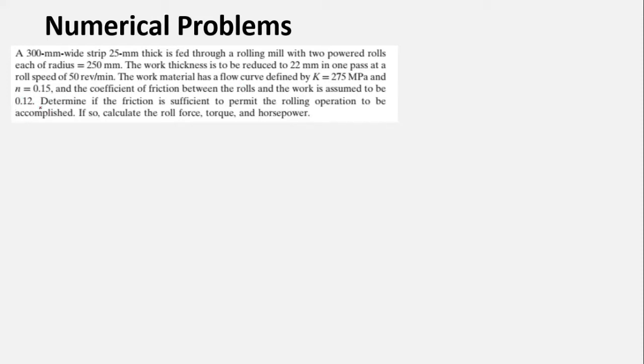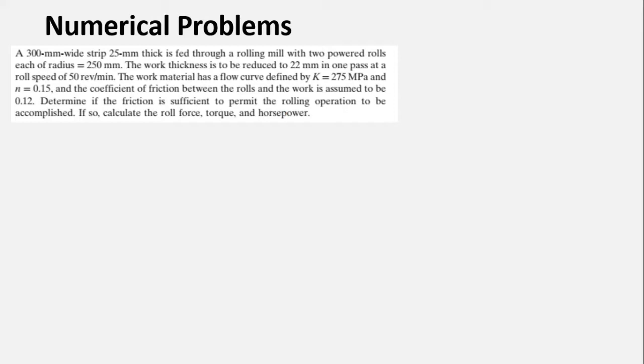So what do we get? What kind of rolling operation is this one? You have to answer in the group. Based on the friction coefficient it is assuming, and we have discussed the various ranges of friction coefficient for different kinds of temperature working. Now what it says: determine if the friction is sufficient to permit the rolling operation to be accomplished. If so, calculate the roll force, torque and horsepower.